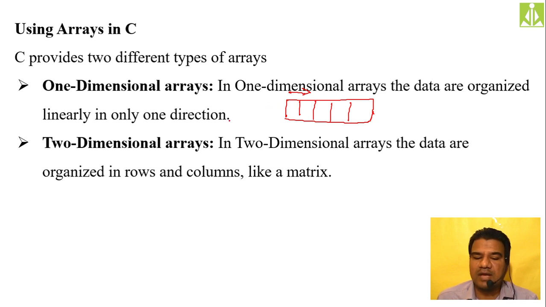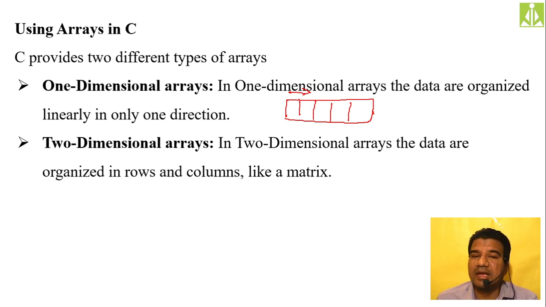Then we have another, if you see the complete definition of the array, we have to define an array something like this. An array is a collection of contiguous homogeneous data elements.